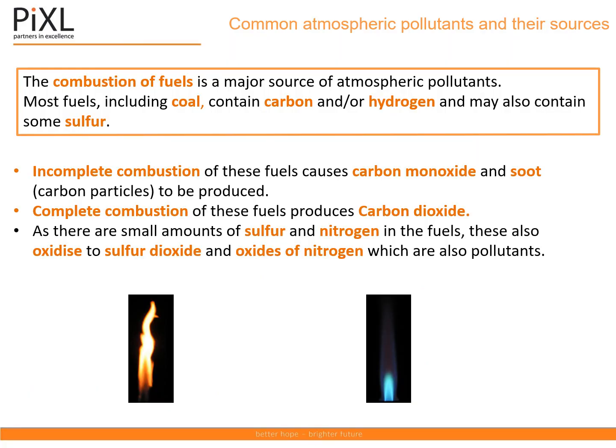Lastly, we need to look at the pollutants that are being released into our atmosphere, and these are mainly produced during combustion. So we have different types of combustion. We've got complete combustion and incomplete combustion. So in incomplete combustion, the burning of the carbon isn't complete. So we get carbon monoxide, which is a toxic gas. It's colourless and it's a silent killer.